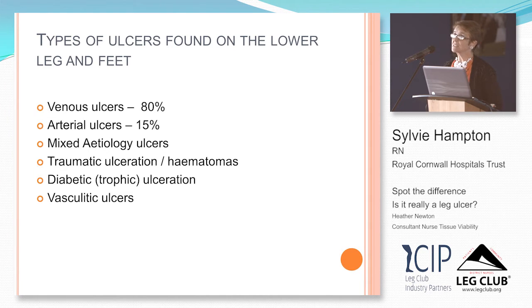So the types of ulcers found on the lower leg and feet are venous ulcers, which is about 70 to 80%, arterial ulcers, which is about 10 to 15%. There are mixed etiologies. There are traumatic ulcerations, hematomas, and we do see quite a few hematomas, diabetic wounds, and vasculitic ulcers.